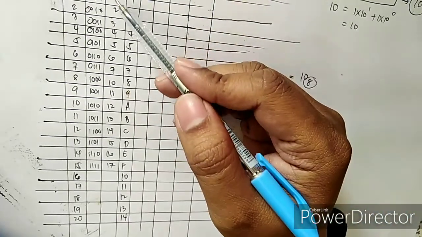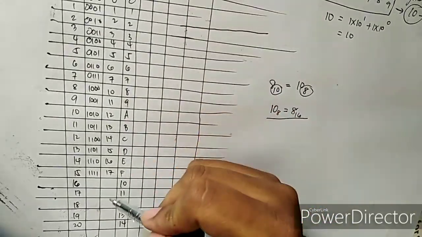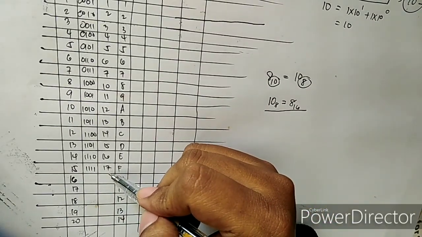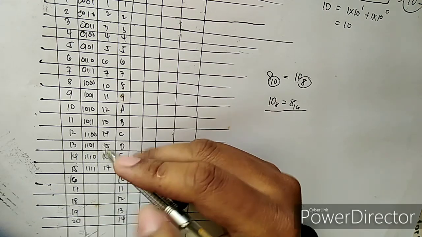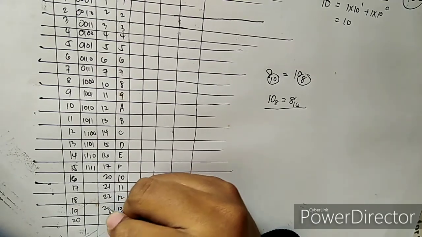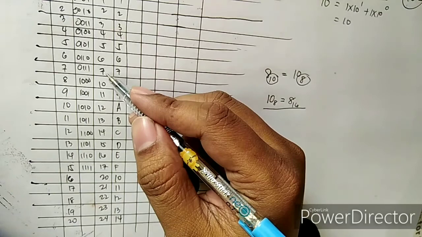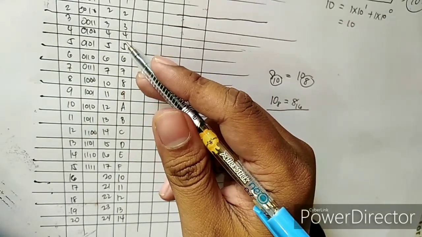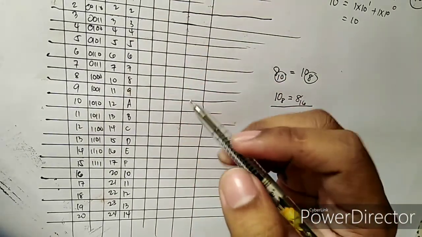In the octal, since we will be using 8 symbols only, after 17, what's next? 20, 21, 22, 23, 24. We don't have 8 or 9 because there is only a total of 8 symbols. The same with the hexadecimal, 16 symbols only.